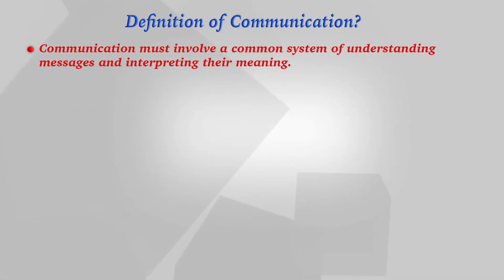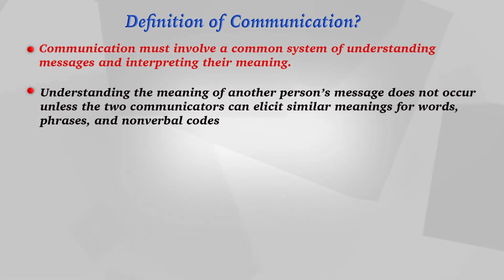Then communication must involve a common system of understanding messages and interpreting their meaning. Understanding the meaning of another person's message does not occur unless two communicators can elicit similar meanings for words, phrases, and non-verbal codes. In real life, the message as understood by the receiver is rarely the same as intended by the sender. What is the reason? We can say that the main reason is that people have different interpretations for language, signs and symbols, body language and behavior, eye and hand movements, etc.